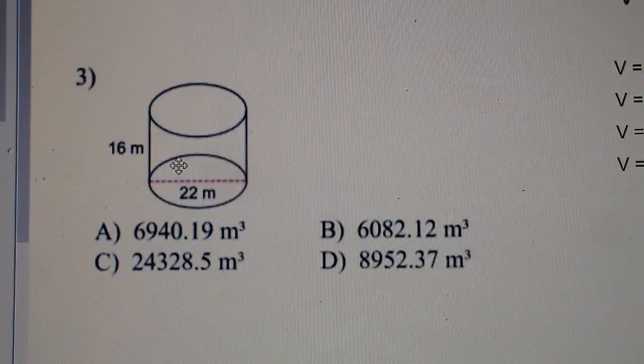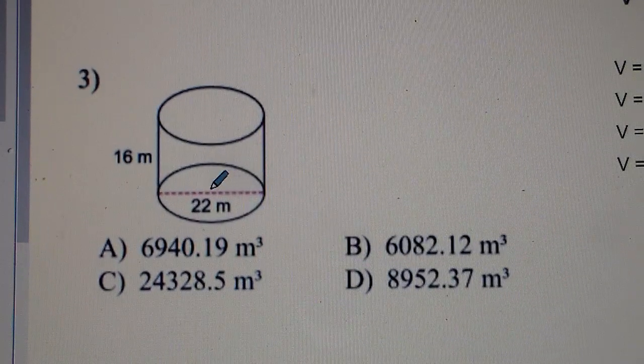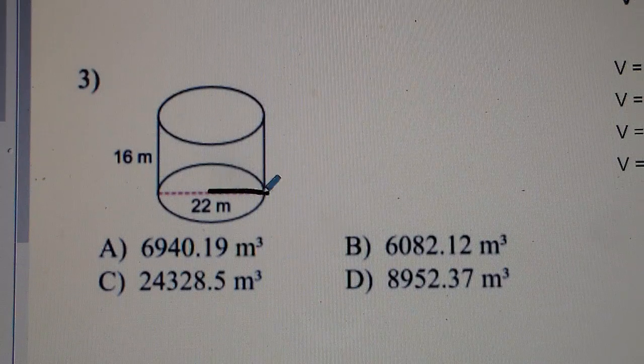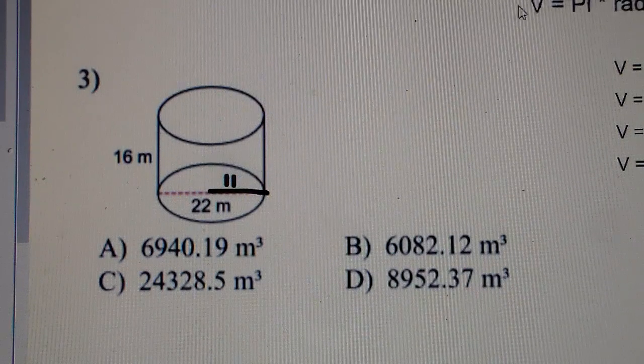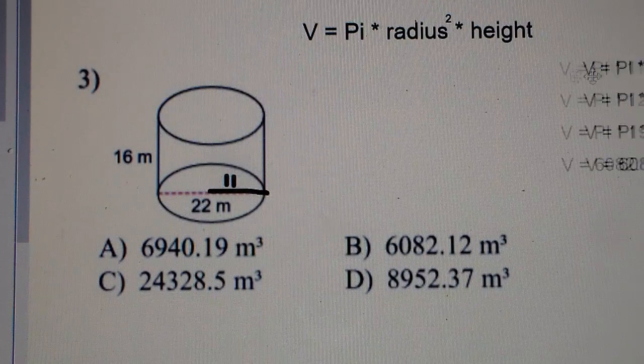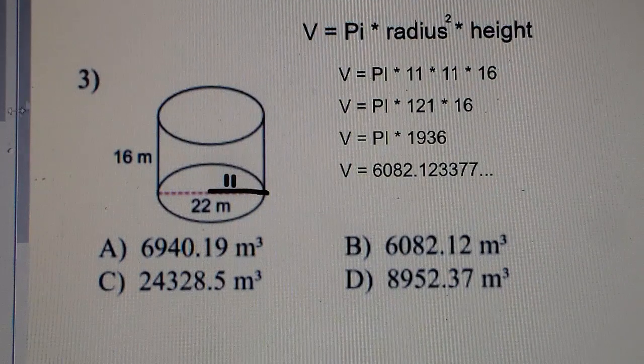Number 3. It's a popular trick that people like to do. They're giving you the diameter, so the radius, half of 22, is 11. There's our formula. Volume is equal to pi times radius squared times height. So the radius is 11, so 11 times 11 times 16. 11 times 11 is 121. 121 times 16 is 1936. That number times pi gets you 6082.123377..., that irrational number.